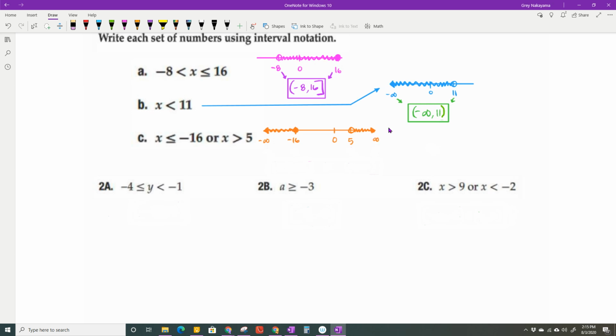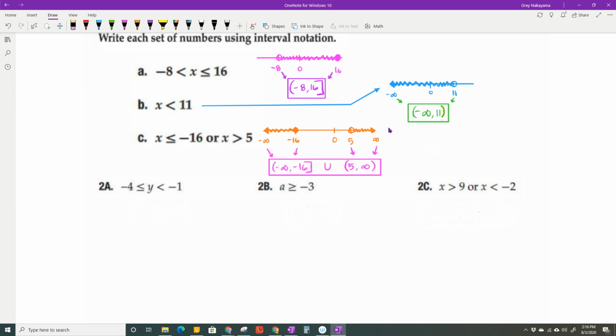So the key difference here, y'all, is that because I have two pieces of my graph, I'm going to have two intervals. So I'm going to have negative infinity and negative 16 on one of them, and I'm going to have 5 and infinity on the other one. Negative infinity is always parentheses. Negative 16 is closed, so it's equal to, which means it's going to be a bracket. 5 is open, so it's going to be a parentheses. And we put those together with the mathematical symbol for OR, which is a U.